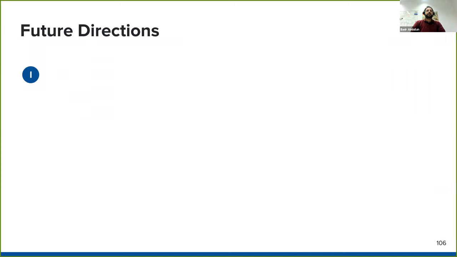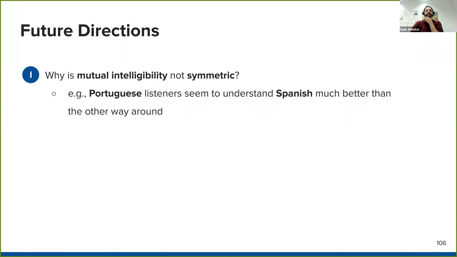And lastly, I'd like to talk about a few future directions, or research questions, that we could address with computational modeling work that would help us understand some aspects of human speech processing. The first one is: why is mutual intelligibility not symmetric? We have a lot of sociolinguistic work, as well as informal observations, suggesting that Portuguese listeners seem to understand Spanish way better than the other way around.